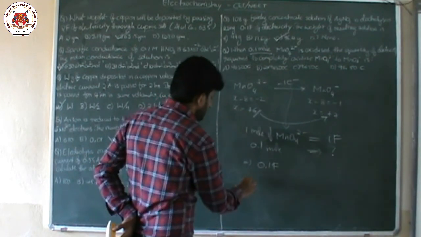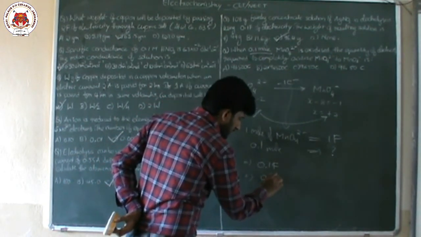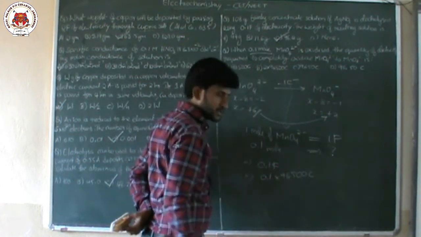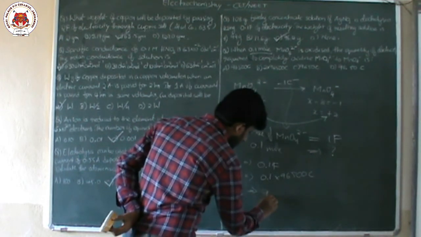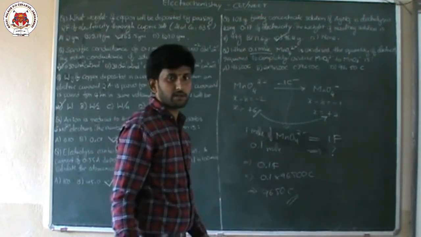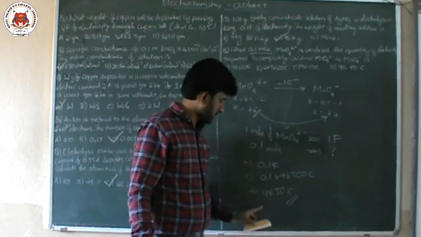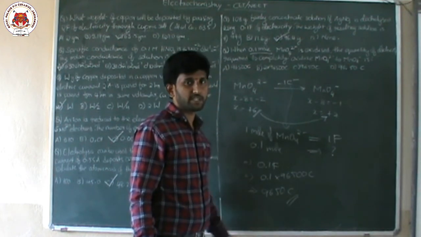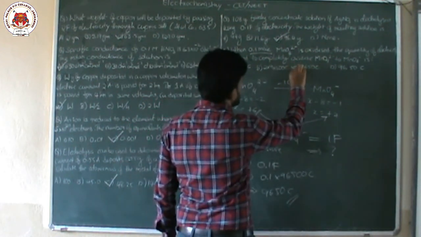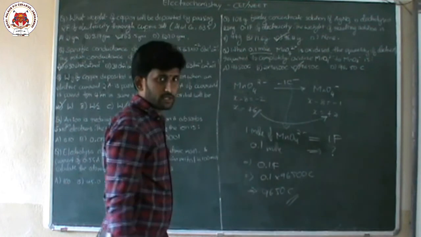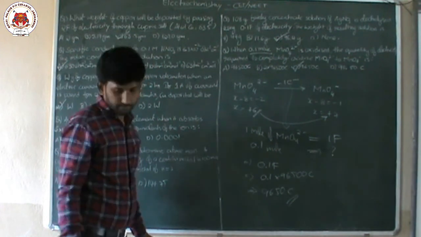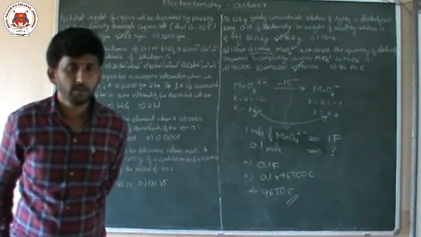0.1 Faraday means 0.1 into 96,500 coulombs because the options are given in coulombs. That means 9650 coulombs is the answer, because 0.1 means by 10, so the zero cancels. So 9650 coulombs is the answer. This is option C. 9650 coulombs is the answer. Okay. Thank you for now. We'll continue in next class.